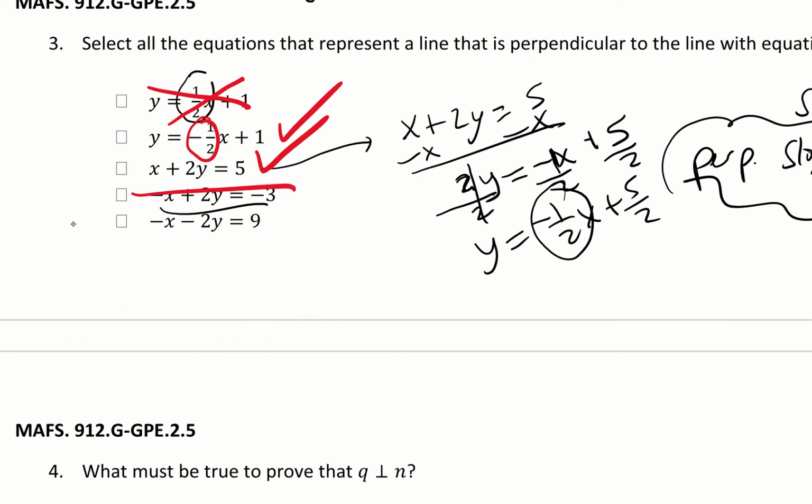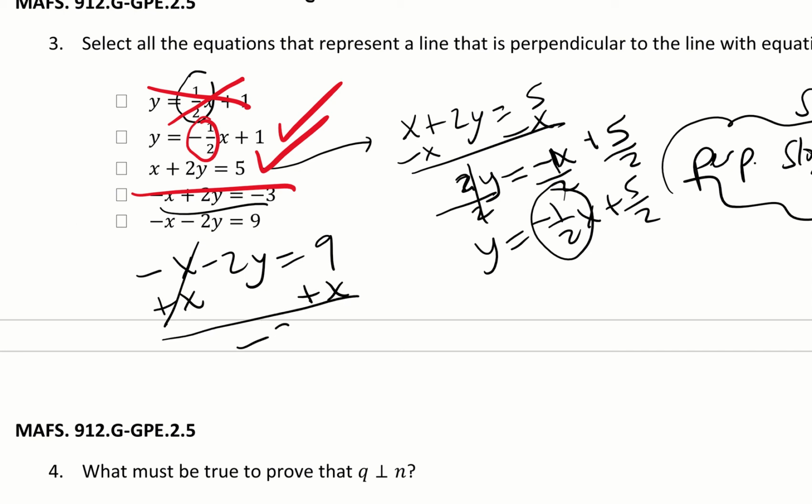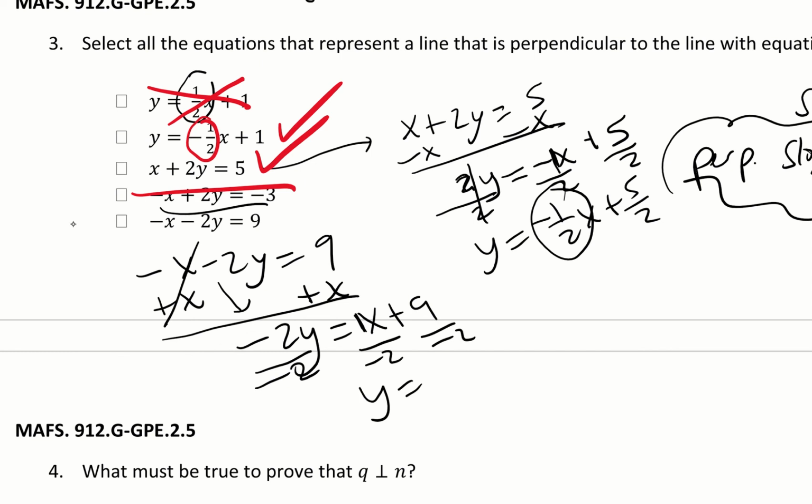I'm going to go ahead and finish off the last part. -x minus 2y equals 9. Add x to both sides because that's a negative. So a negative and a positive cancel. -2y, don't forget to bring down that negative, equals x plus 9. This time you're dividing by -2. So y equals, this is 1 over -2, which is the same thing as -1/2. And then this is 9 divided by -2, which is -9 over 2. So the slope is negative, which means we want that as our answer.